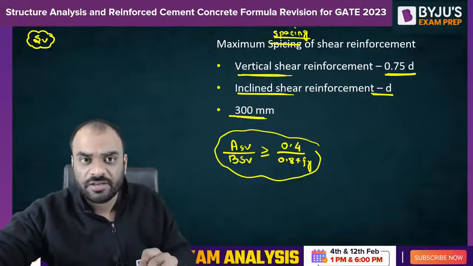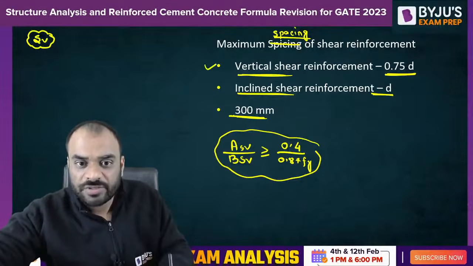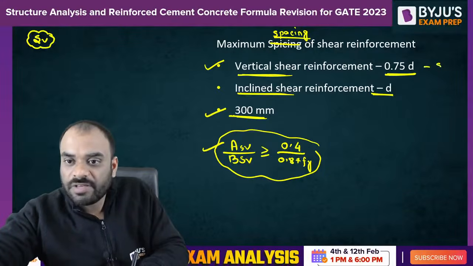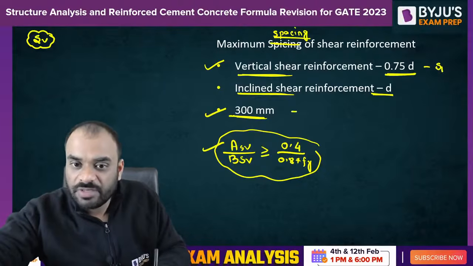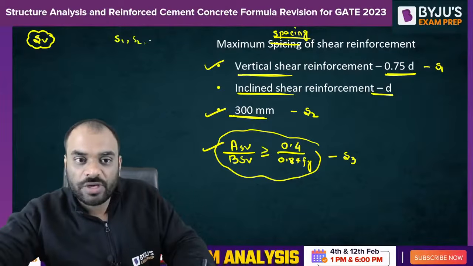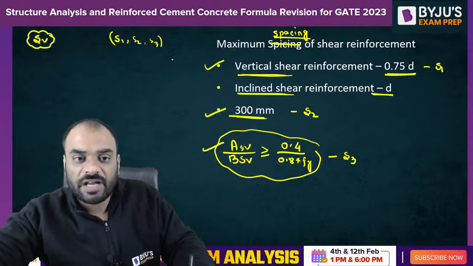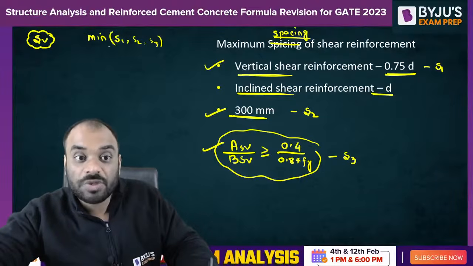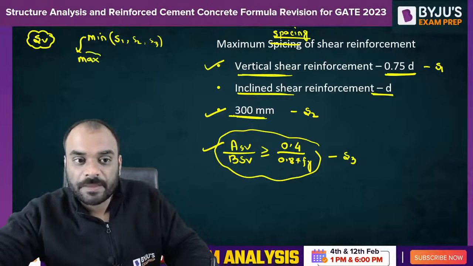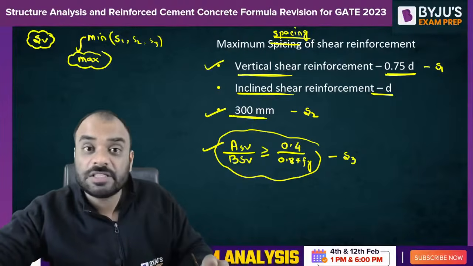So I need to check that data with respect to this formula, this one and this one. Let us suppose by this formula we are getting spacing 1, by this one we are getting spacing 2, by this one we are getting spacing 3. So you need to consider S1, S2 and S3. Now out of these three values, whichever is minimum, that will become our maximum permissible spacing.